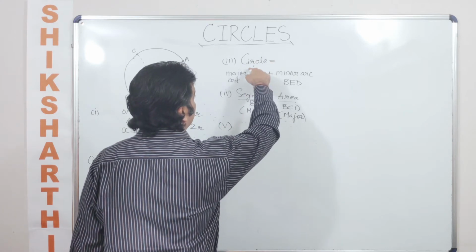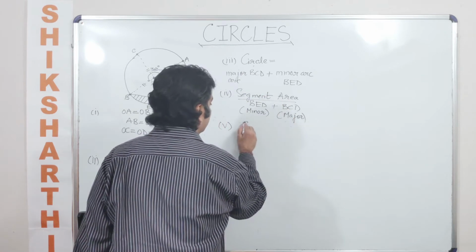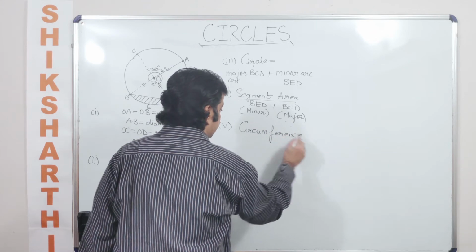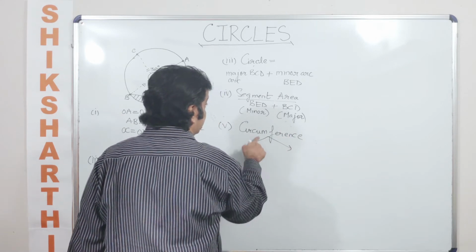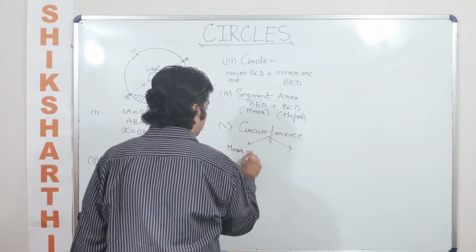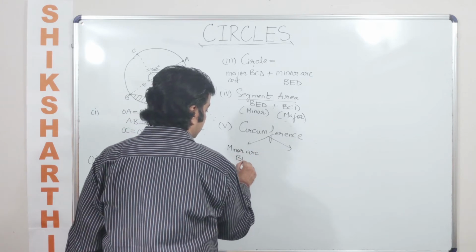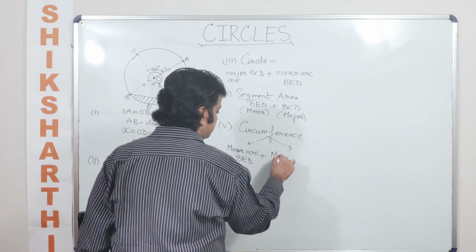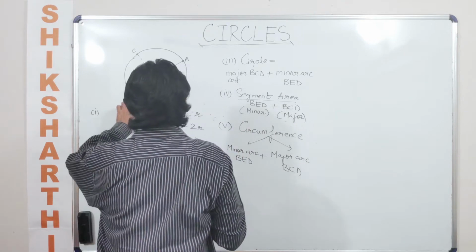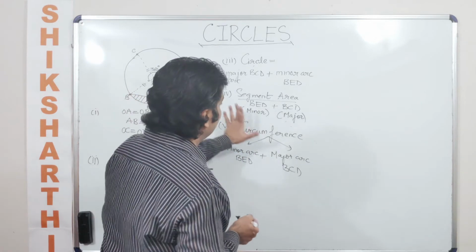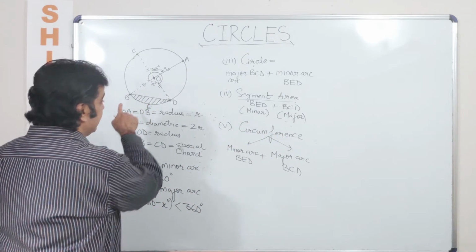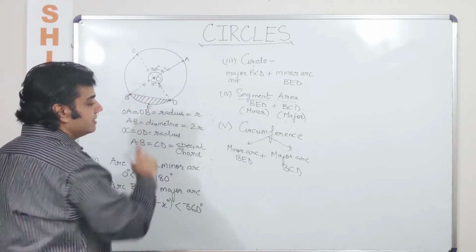So this was about the circle, then the area, and then the circumference. So how do I get the circumference? The circumference of a circle is nothing but the minor arc, in this case BED, plus the major arc, and the major arc here is BCD. And how do you get the area of a circle? Here we talked about the minor and the major, and the definition of minor and major comes from the angle which that particular arc or the chord subtends at the center.